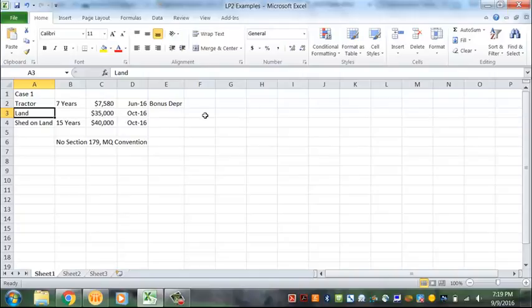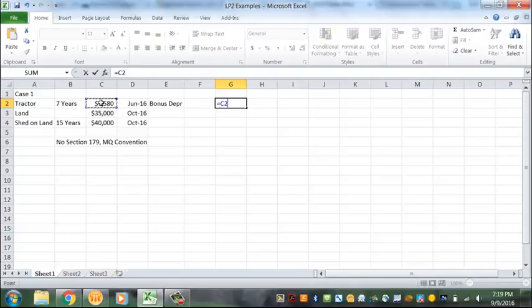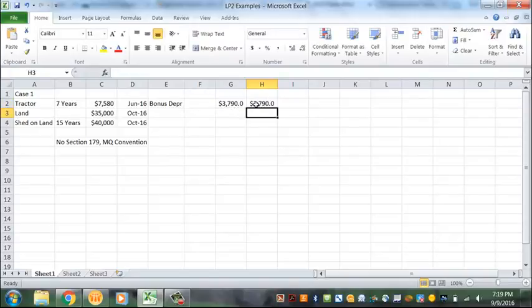So the first one we're going to do is the tractor here. So we have the tractor that was purchased for $7,580, and we're taking bonus depreciation on it. So what does that mean? That means that half of that, so 50%, it gets written off right away. So we can do our equation of taking the 7580 times the 50%, and we know that 3,790 of it is going to get written off right away. This also means that this amount gets regular depreciation on.